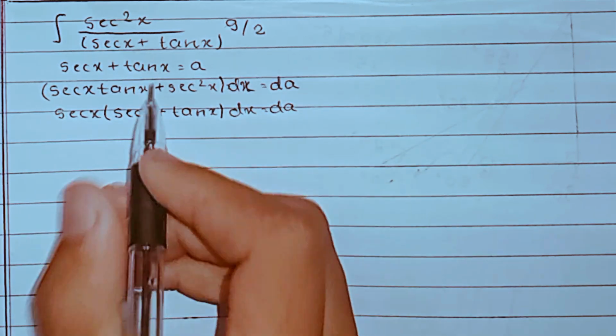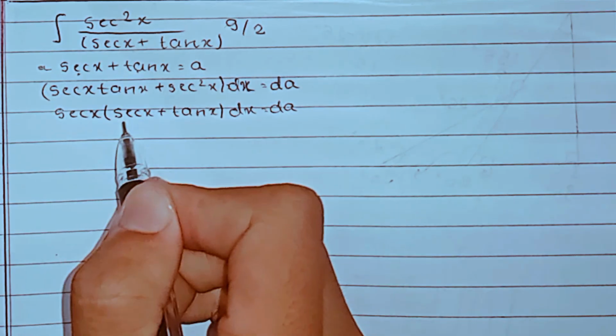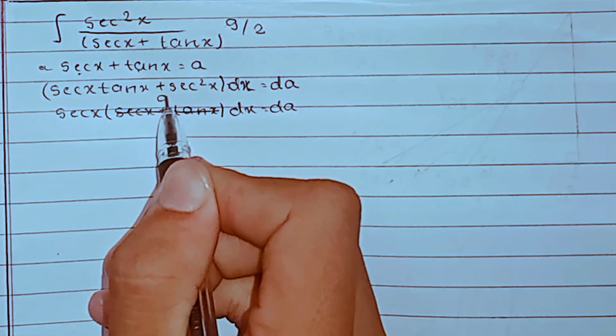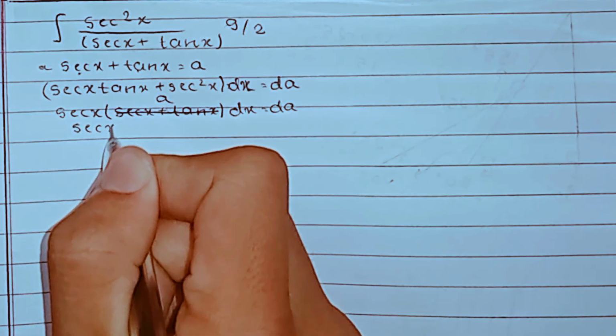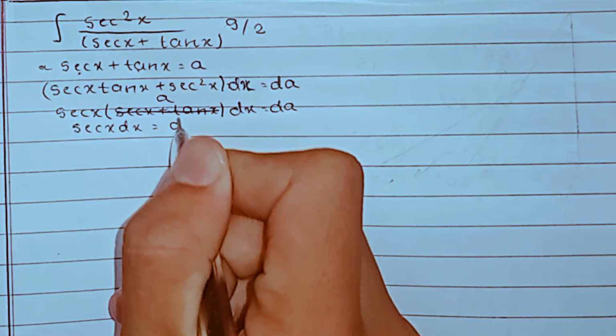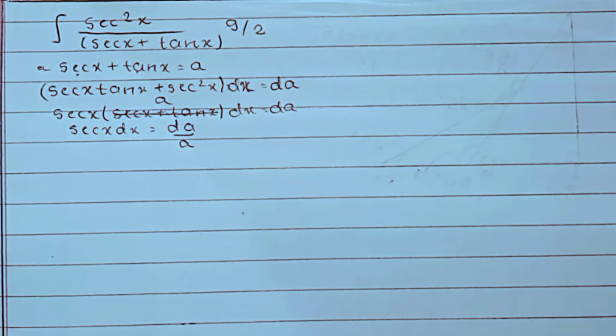Finally, what is sec x + tan x? We have assumed that sec x + tan x is A, so we can transpose it to the other side and we will get sec x dx equal to dA by A. So we have done one of the first initial parts.